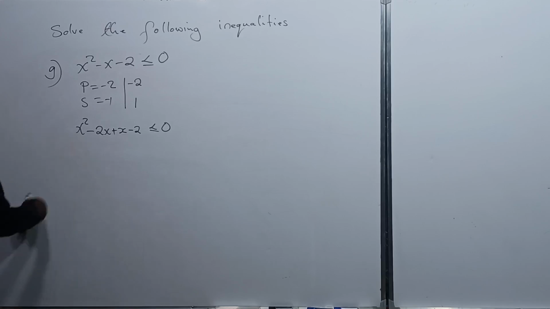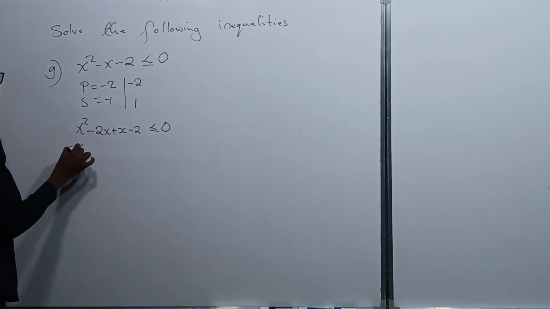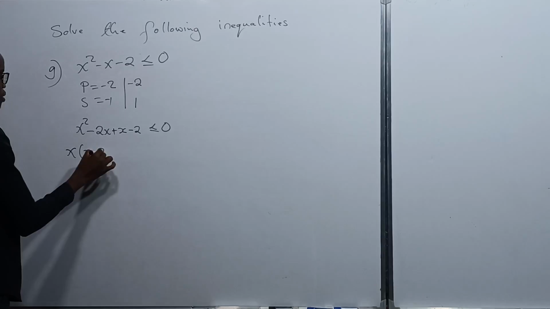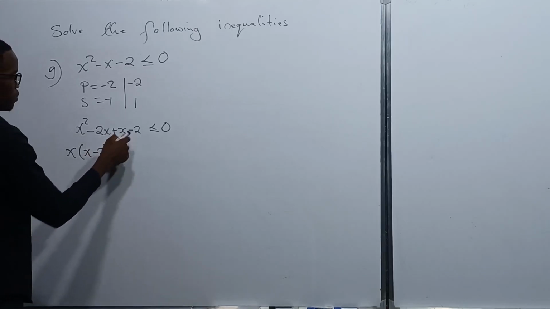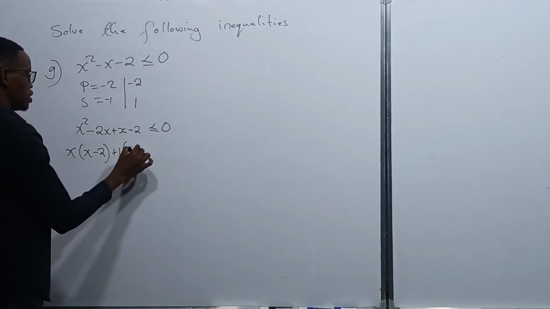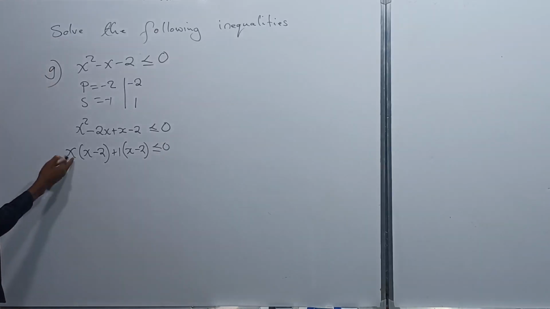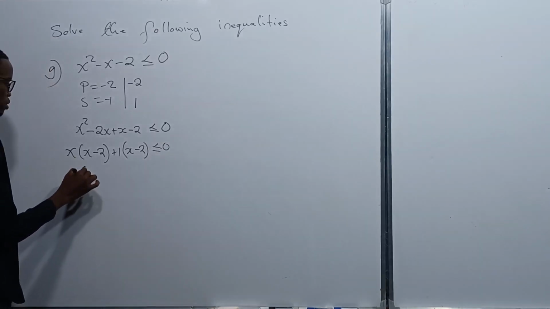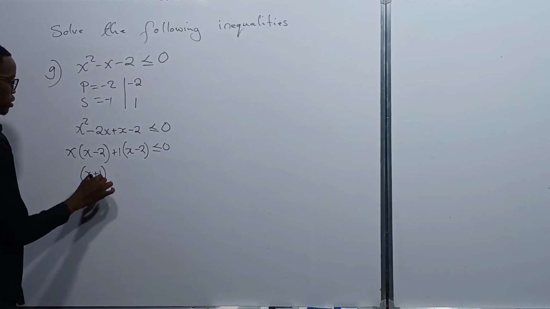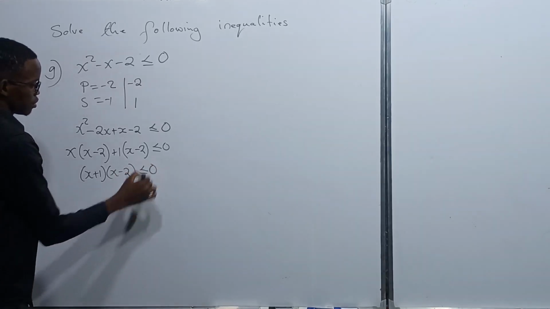Now here we factor out the x which is common, so we have x, remaining with x minus 2. Then what is common is 1, so we say plus 1, times x minus 2, less than or equal to 0. So this becomes (x plus 1)(x minus 2) is less than or equal to 0.